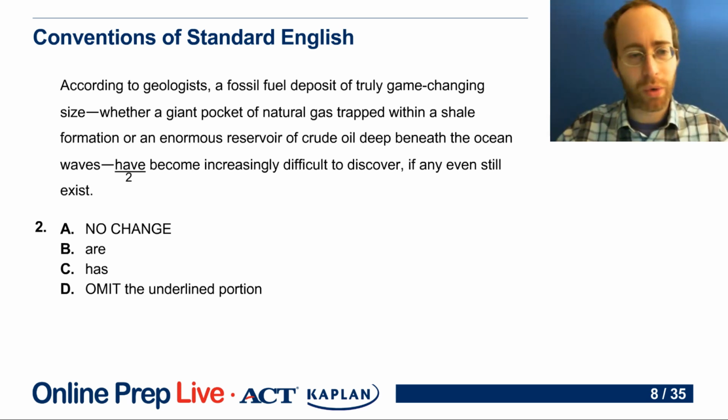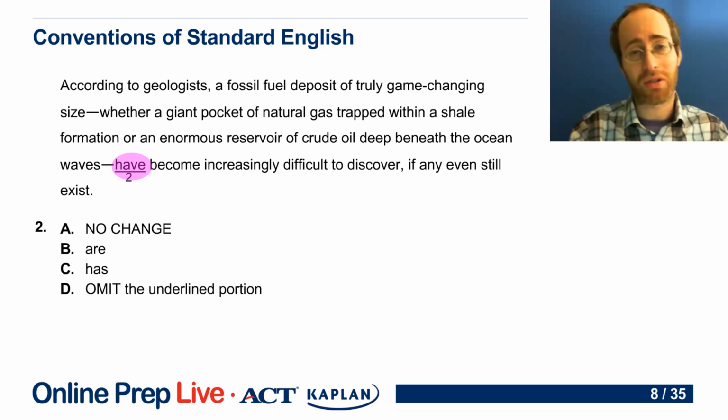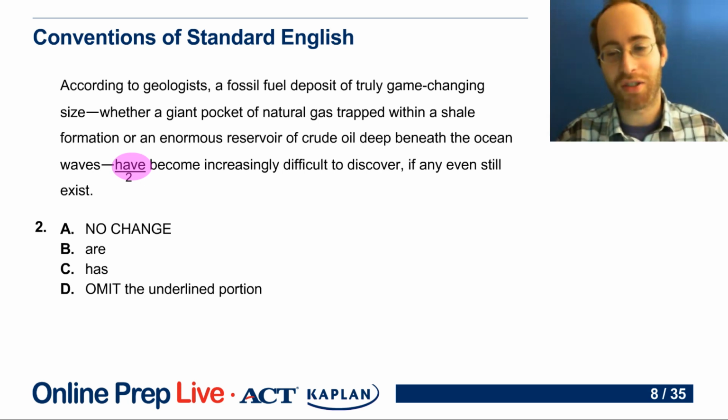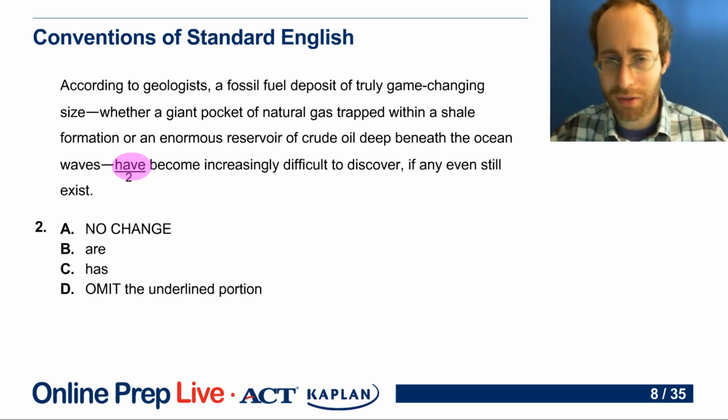Okay, so we've got just one word underlined. It's have. It is a verb. So as a strategic test taker, you have to ask yourself, what is the subject of this verb? So you tell me in the chat, what is it that have become increasingly difficult to discover?